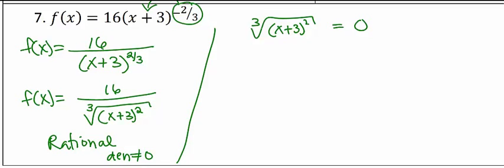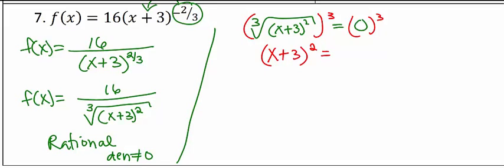First thing I want to do is get rid of that cube root. So I'm going to cube both sides. And that gives x plus 3 squared equals 0 cubed, which is 0. Now I want to get rid of the square. So we're going to take the square root of both sides.